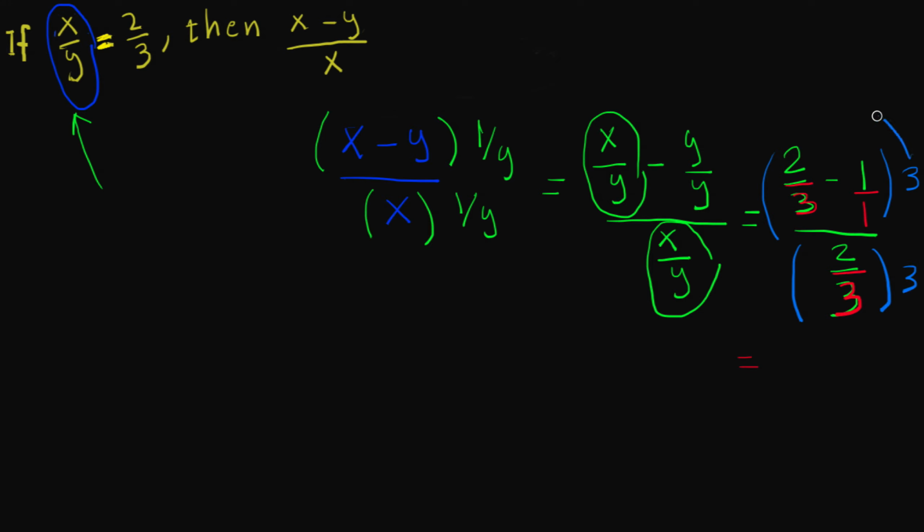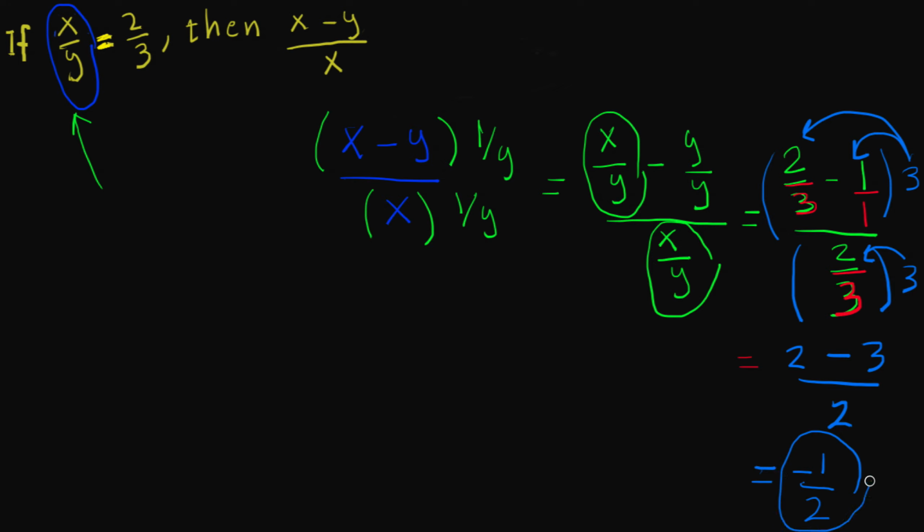So if I multiply this by 3 and this by 3, what do I get? 3 times 2/3 is a 2. 3 times 1 is a 3. So that's 2 minus 3, divided by 3 times 2/3, which is a 2. And look what we have now. We get rid of all the fractions in one step, and the answer is negative 1 over 2, or negative half.